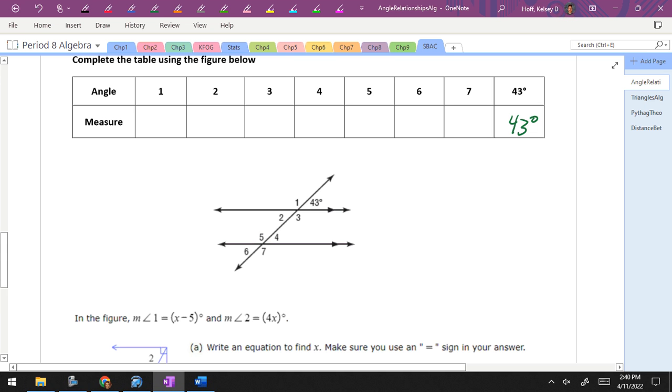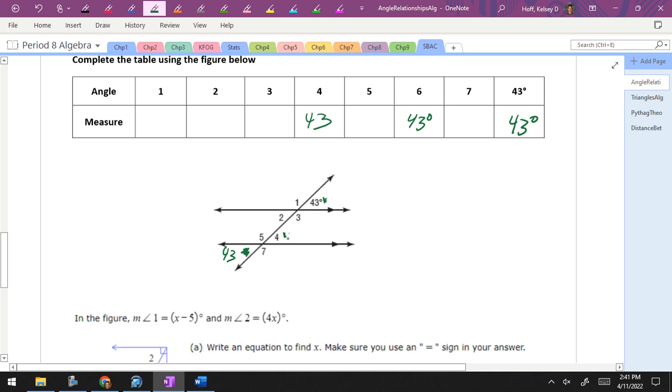Maddox, angle 6 is how many degrees, and why? How do you know that? What type of angle relationship do you have? One of the 3 vocab words we just wrote down on the other side. You're right, it's 43 degrees. What are they? Alternate exterior angles. Very good. Caden. Very good. From this 43 to 4 is corresponding.